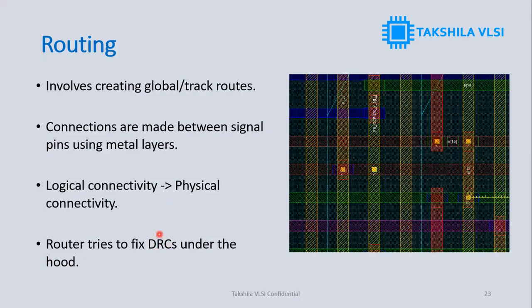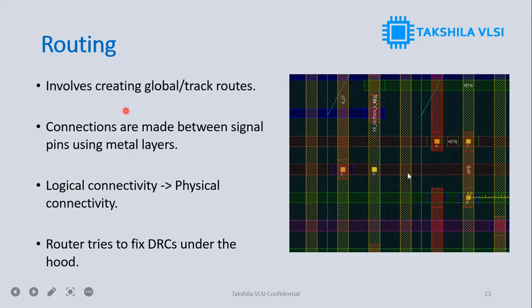Next is DRCs. So what are these DRCs? These are design rule checks. I'll tell you one rule. There are n number of rules in the DRCs. So these DRCs are given by the foundry or the manufacturing unit. So one rule is we should maintain some spacing between one metal layer to another metal layer. Suppose this is metal layer 1 and metal layer 2. There should be some minimum spacing between this metal layer to this metal layer. So this is one of the DRC rules.